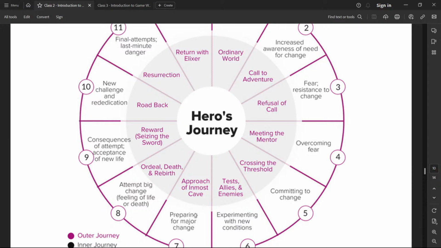Yeah, so that would come into the approach to the inmost cave, and then you would have ordeal, death, and rebirth. So you would attempt that big change. The main character would attempt that particular change. He understands the reality of the situation, the gravity of what's happening, and that would be that part.